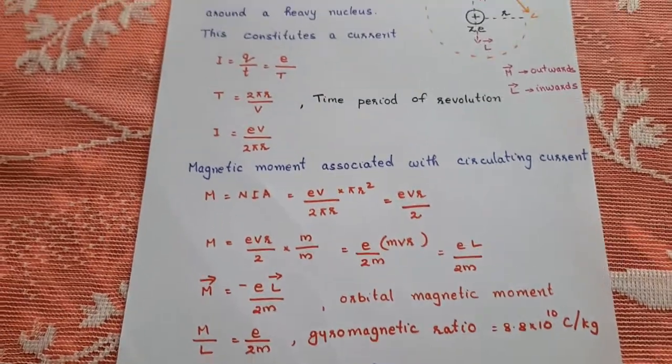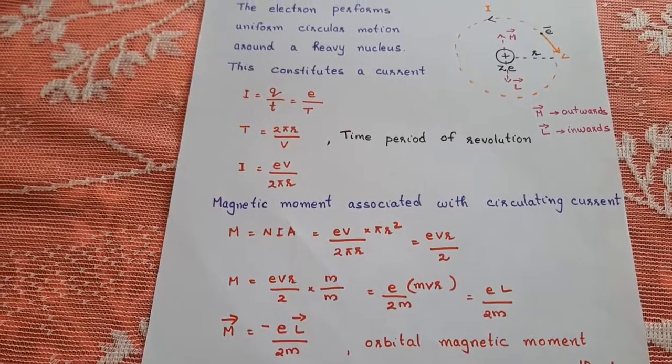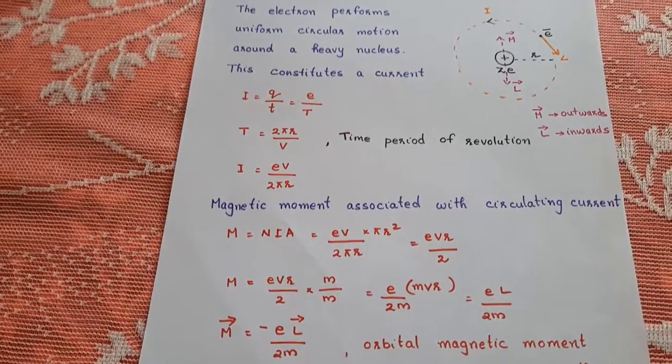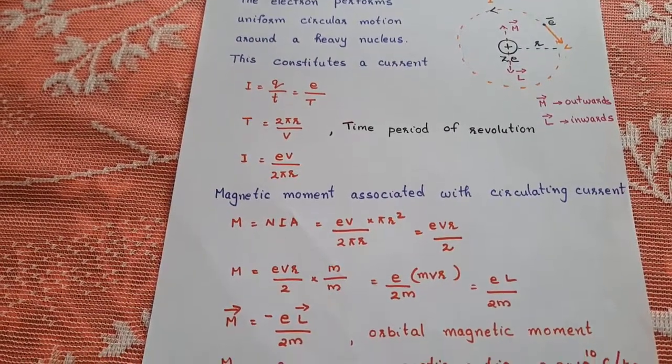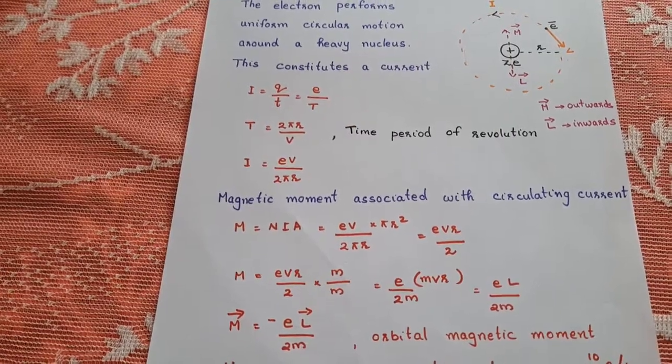Any charge in uniform circular motion would have an associated magnetic moment, and this magnetic moment is known as orbital magnetic moment.